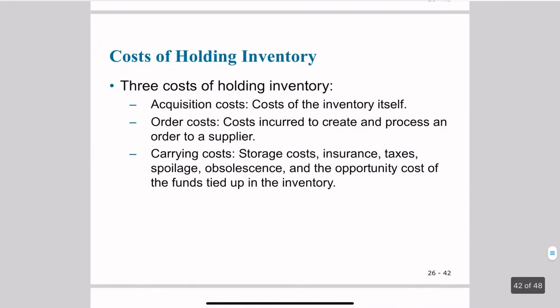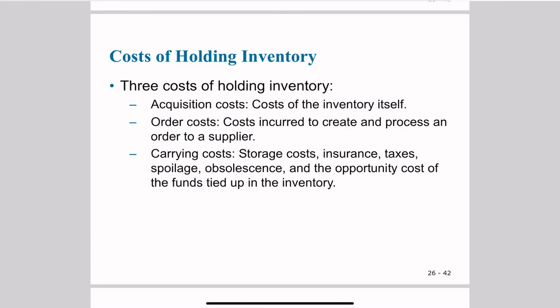Now, there are obviously some costs if you have a lot of inventory. So we will talk about three costs of holding inventory. The first is acquisition cost. It basically means that to acquire the inventory, you have to pay some money. So acquisition costs are essentially the costs of the inventory itself. And then there will be order costs. So these are costs incurred to create and process your order. You can imagine that if you want to order your raw materials or inventory, then you have to call your supplier, you have to spend time and money, right?